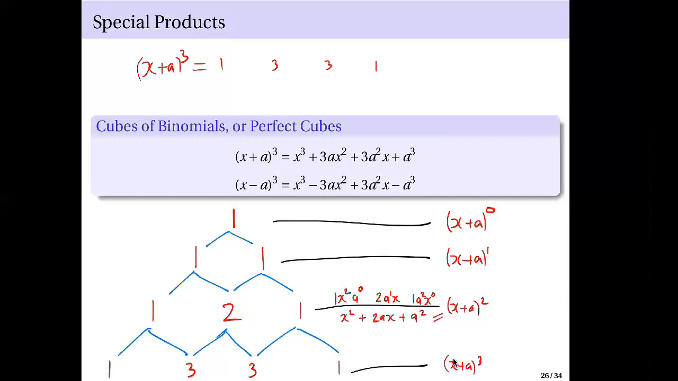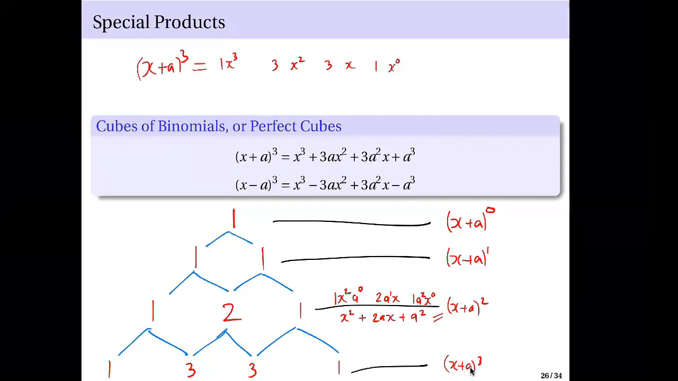And then you look at the first term here, x. You write decreasing powers for x, starting with the highest possible power, which is 3. So in here, you have x cubed, x squared, x, x to the 0. So decreasing power, 3, 2, 1, and then 0.